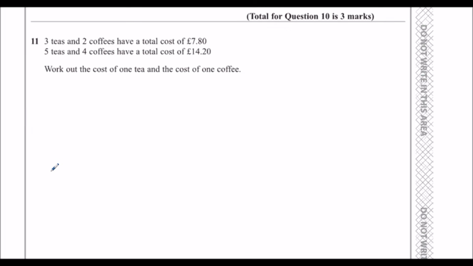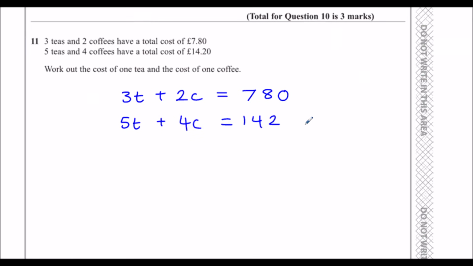Okay, question 11. So we've got a simultaneous equation hidden in words. 3 teas and 2 coffees have a total cost of, I'll do it in pence, 780. And 5 teas and 4 coffees have a total cost of 1,420. So we need to work out how much a tea and a coffee cost.